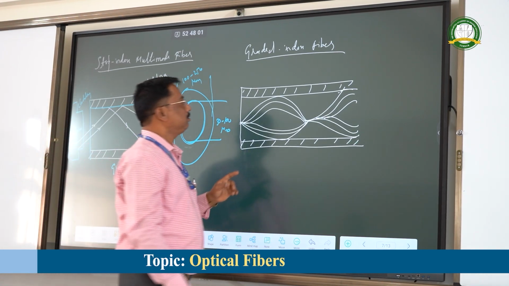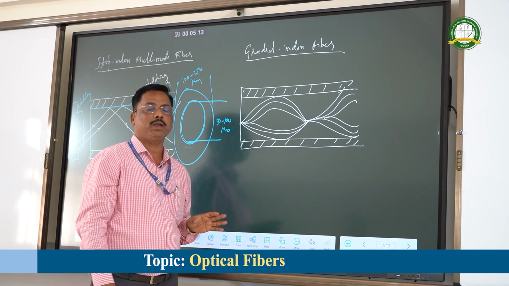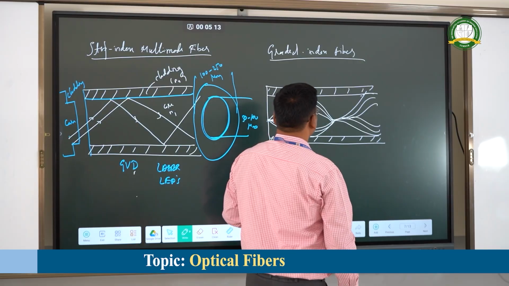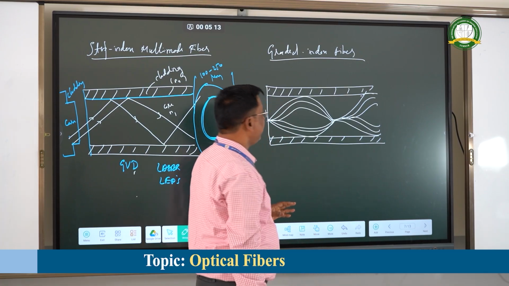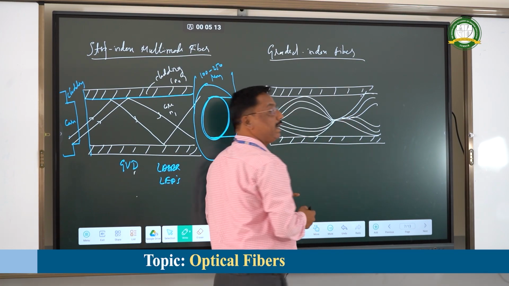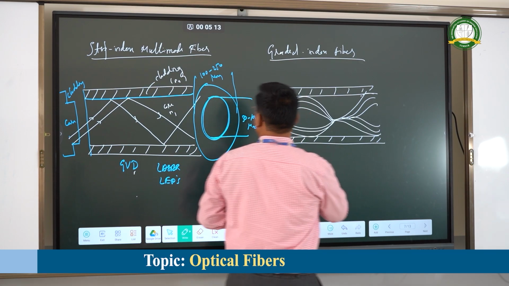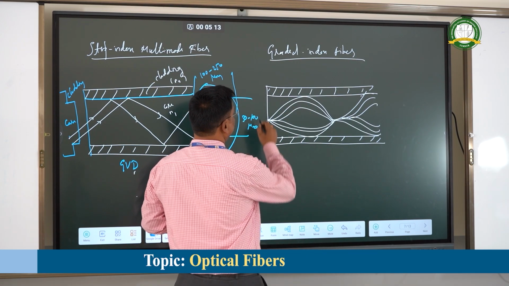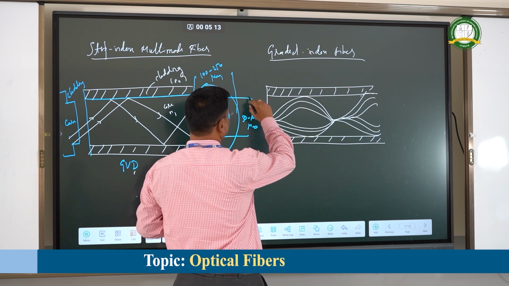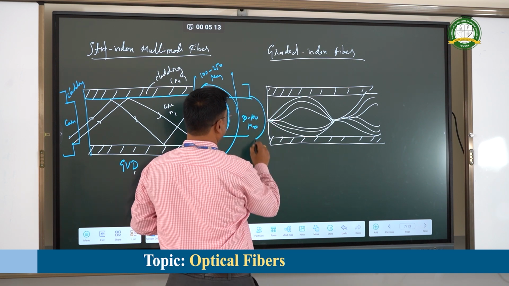And the last type of optical fiber is called graded index optical fiber. Why is it called graded index fiber? Here the refractive index of the core is graded. How is it graded? It will be in parabolic form or triangular form.